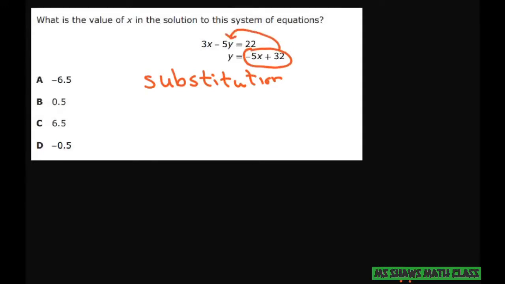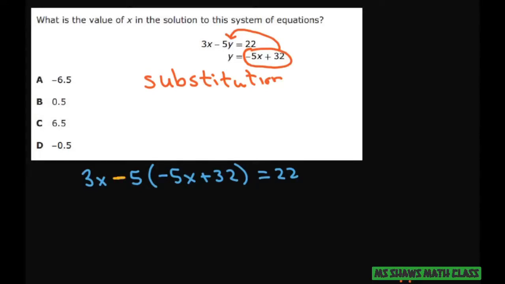So we're going to write 3x minus 5 times, replace y with negative 5x plus 32. And all that equals 22. Then you just simplify. And a lot of students have a problem with this negative in here.